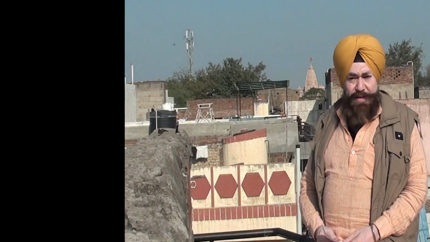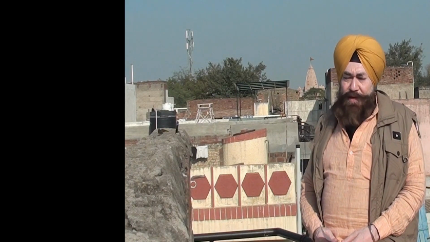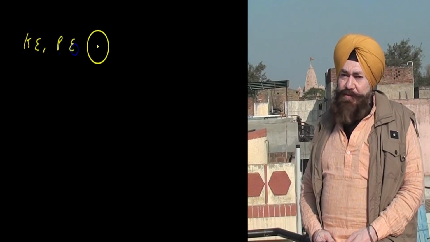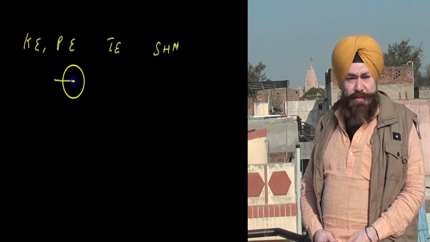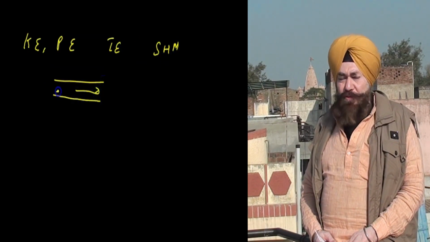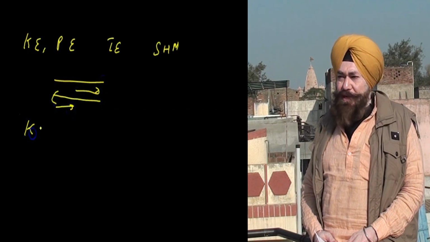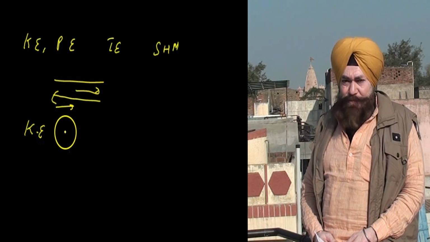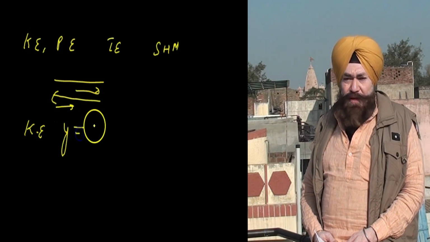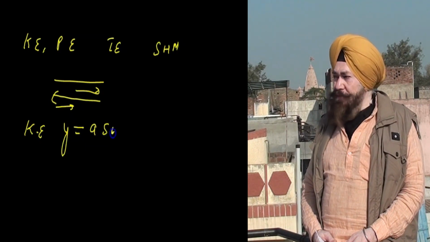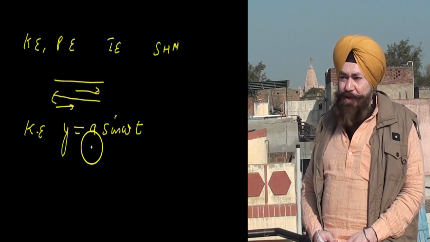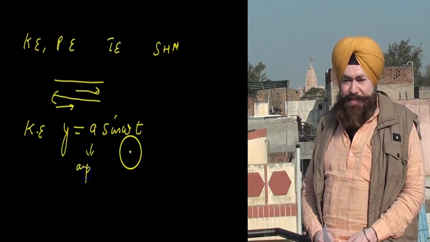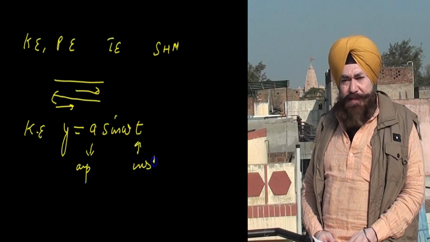In this video I will discuss the kinetic energy, potential energy and total energy of a particle which executes SHM. First of all, to derive the expression for kinetic energy, potential energy or total energy, it is very important to remember the formula of the displacement, which is y equals a sine omega t. Remember, a is the amplitude, omega is the angular frequency, t is any instant of time, and y is the displacement.